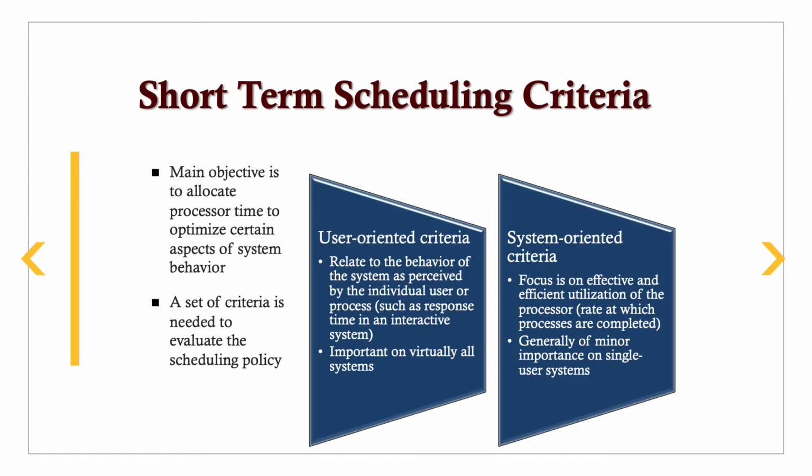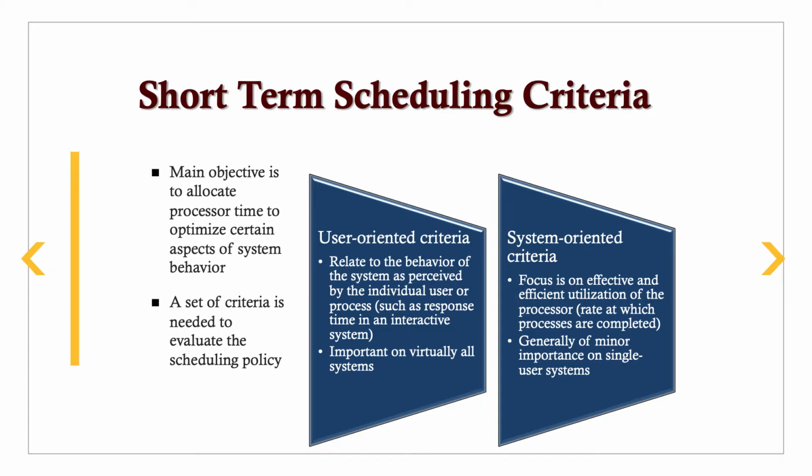Now, short-term scheduling criteria are a little bit different than the long-term criteria or the medium-term. The main objective is to allocate the processor time to optimize certain aspects of system behavior. So we have to have a set of criteria to evaluate the scheduling policy, right? And we've got two main categories of criteria that we deal with.